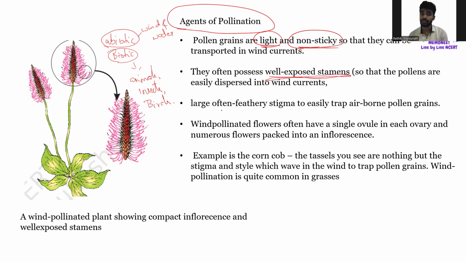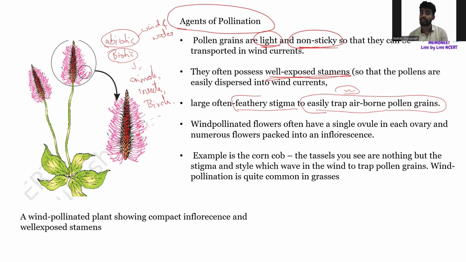Then what about this? They should also often have a feathery stigma to easily trap the airborne pollen grains. The pollen grains are very lightweight and non-sticky, and they are carried by the air, right? So if the stigma is feathery, just like these things, when the pollen grains come in contact, they will be caught here. This way the pollination will also occur. This is another point.